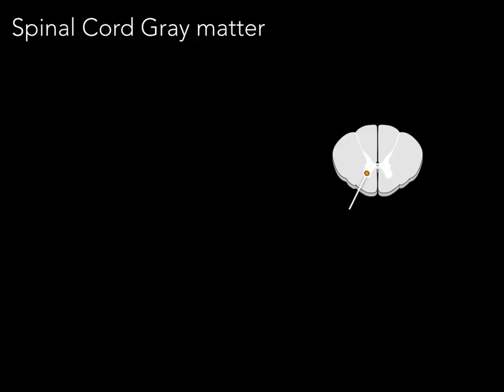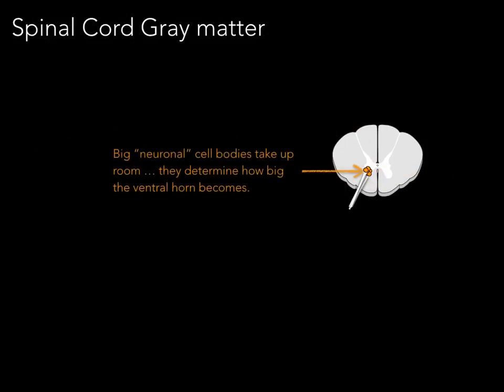And then we take that and superimpose it into a spinal cord. And you see that orange circle is the cell body of a neuron. But know that there is not just one cell body. It's like a bunch of lollipops. They take up room. So big neuronal cell bodies take up room. They determine how big the ventral horn becomes. And then those axon stems course out the ventral horn and ventral root to go innervate skeletal muscles.